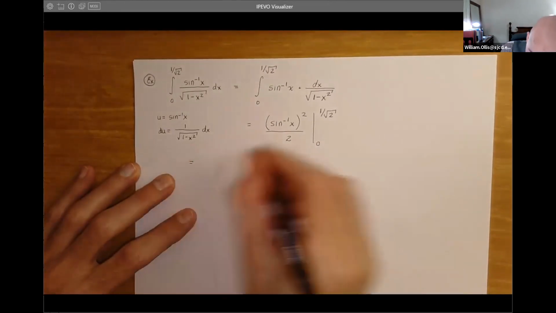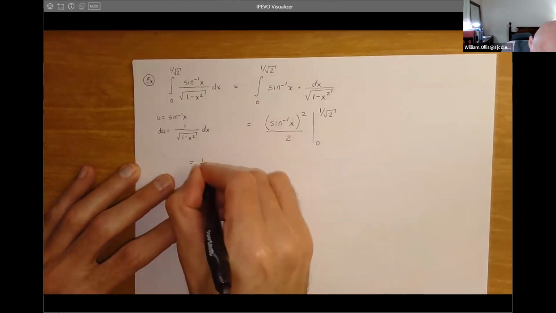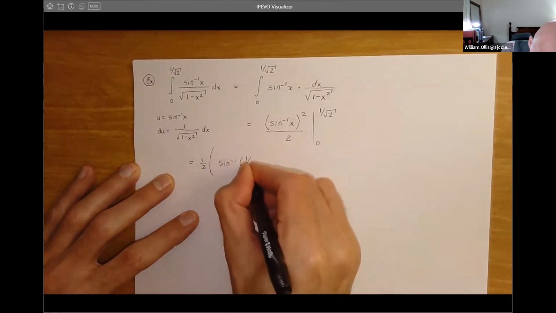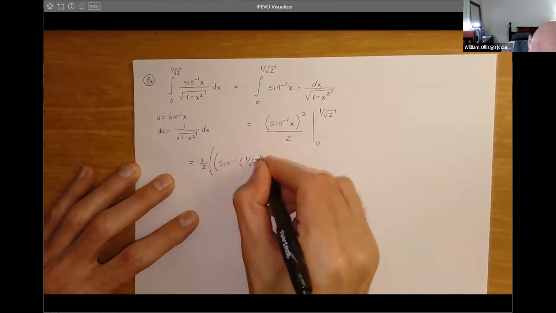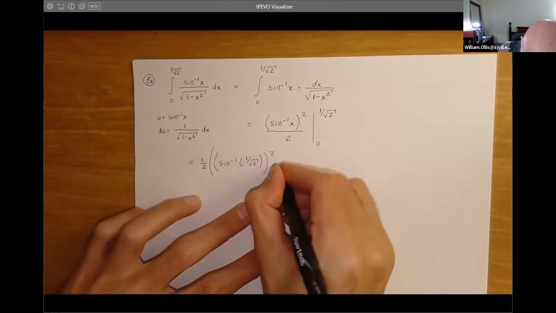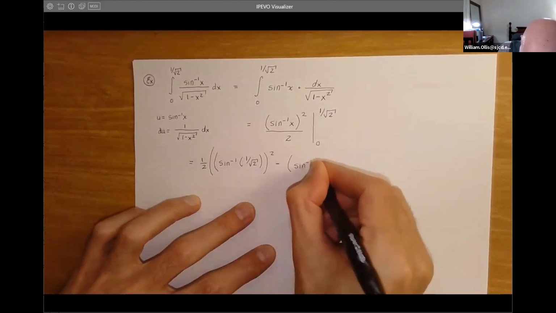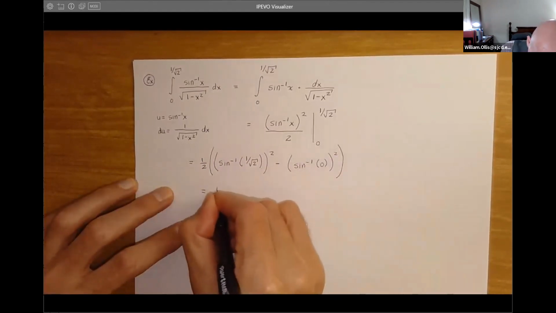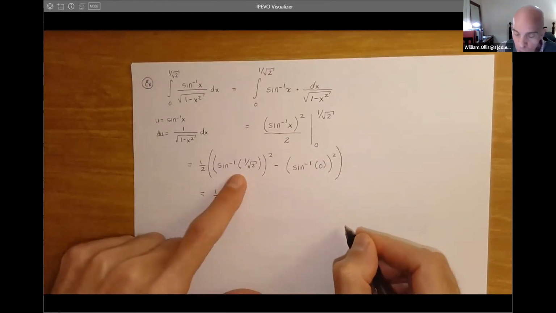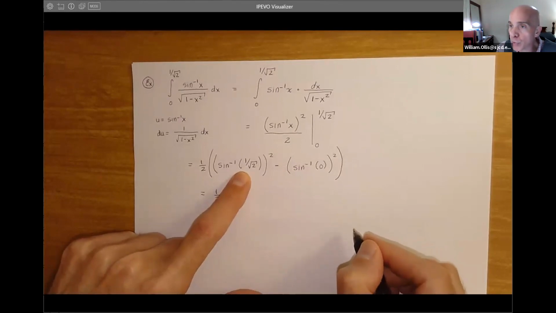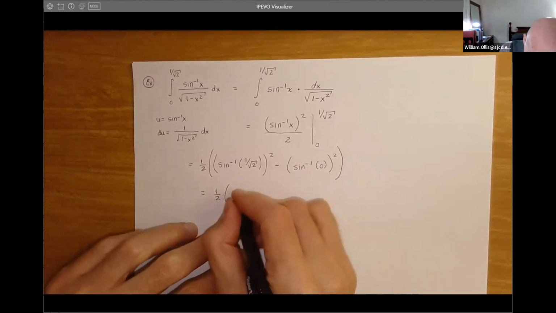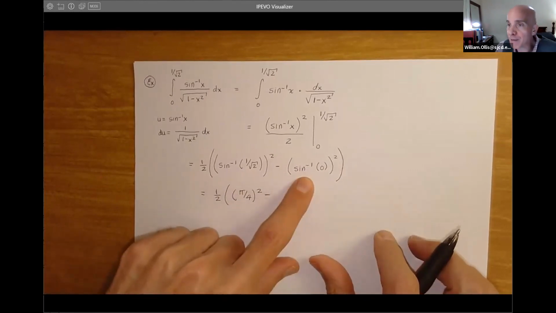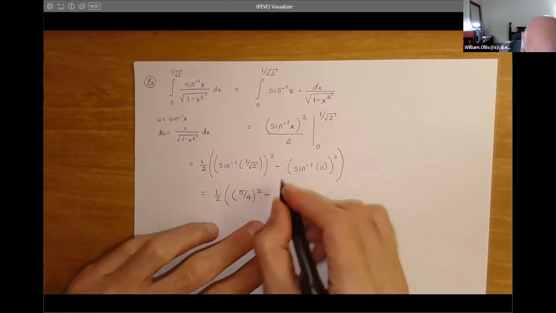So now we can do our fundamental theorem. We have a 1 half, and so we have inverse sine of 1 over root 2 quantity squared minus inverse sine of 0 quantity squared. So this is where we get to use our unit circle. So of course the inverse sine of 1 over root 2 is just pi over 4 using the unit circle. So this will be pi over 4 quantity squared. And then of course the inverse sine of 0 using the unit circle is 0.